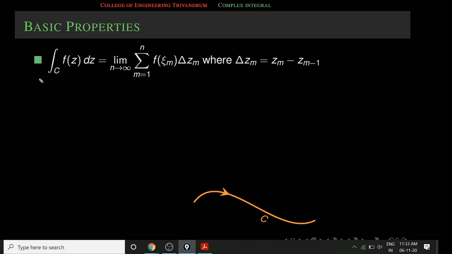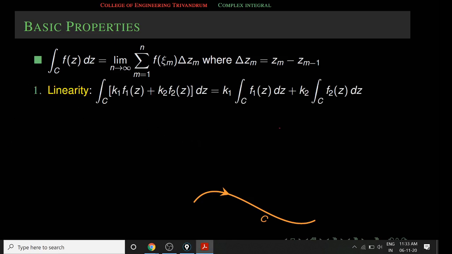Next we are going to discuss some basic properties of complex integration. This is the definition. Then the first property is the linearity property. Linearity property means if k1 and k2 are two constants and f1 and f2 are two complex functions, then integral over c of k1 f1 plus k2 f2 dz equals k1 times this one plus k2 times this one, as in normal integration. These are all direct consequences of this definition.